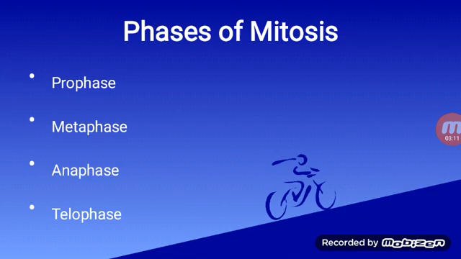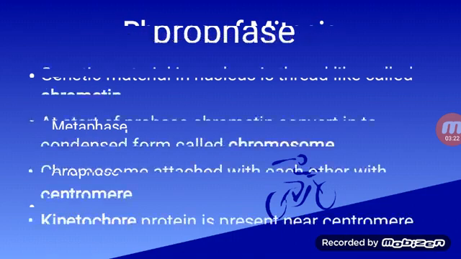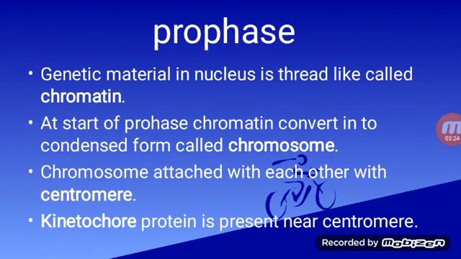Now we will discuss the phases of mitosis. The first phase is prophase, the second is metaphase, the third is anaphase, and the fourth is telophase. Prophase. Prophase is one of the most important and major parts of mitosis. It covers 90% of the process of cell division.